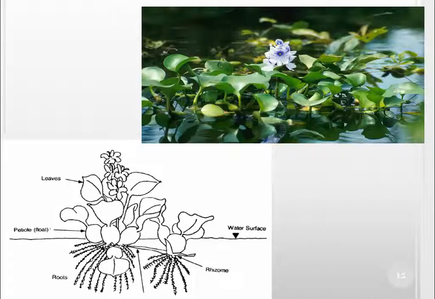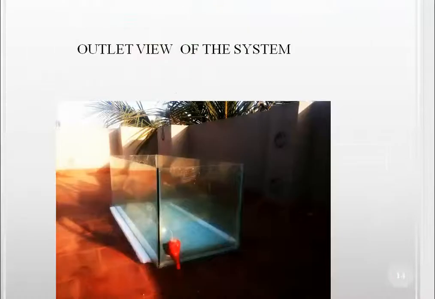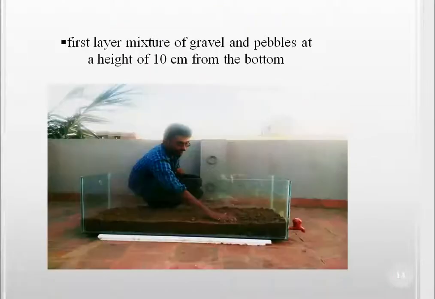This picture shows the water hyacinth plant and its cross section. The leaves, petioles, roots, rhizomes are explained. Details of constructed wetland system. Depth 0.4 meter, width 0.4 meter, length 1.2 meter, surface area 0.48 meter square, empty bed volume 0.192 meter cube. This is the outlet view of the system.